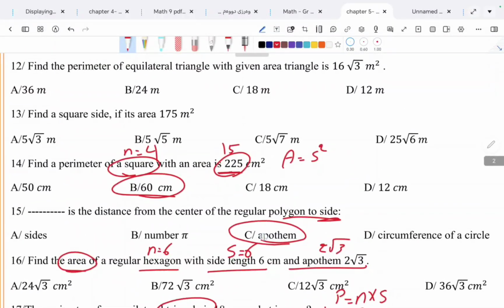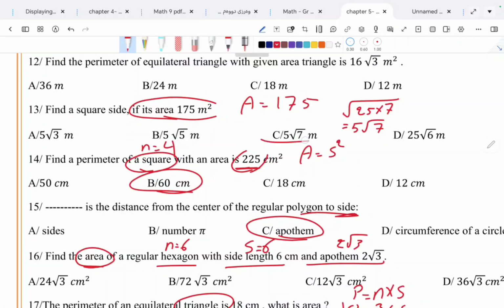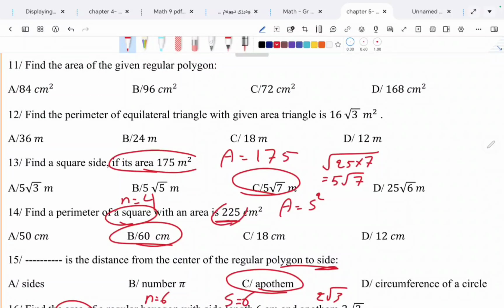Question 13. Find the square side. This one, area is given. They ask for what? Side. Only the side without perimeter. So area equals side times side. Area is what? 175. Okay. What times what equals 175? It is 25 times 7. At least one of them is a perfect square. 25 will be 5, square root of 7. So side equals what? 5 square root of 7.